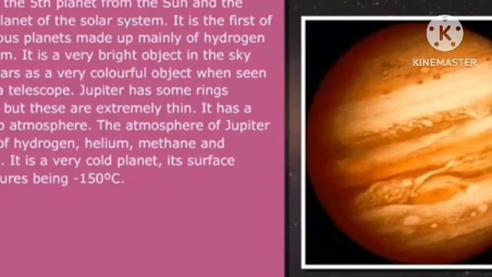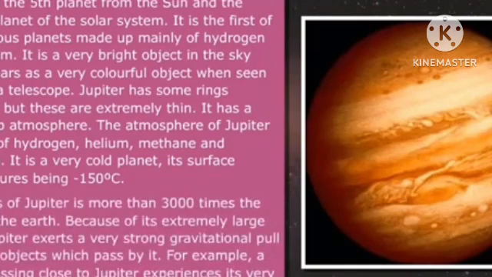It is a very bright object in the sky and appears as a very colorful object when seen through a telescope. Jupiter has some rings around it, but these are extremely thin. It has a very deep atmosphere. The atmosphere of Jupiter consists of hydrogen, helium, methane, and ammonia. It is a very cold planet, its surface temperatures being minus 150 degrees Celsius.